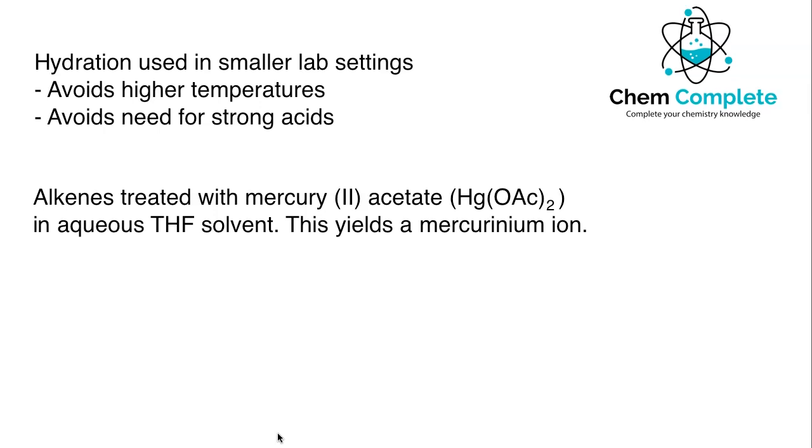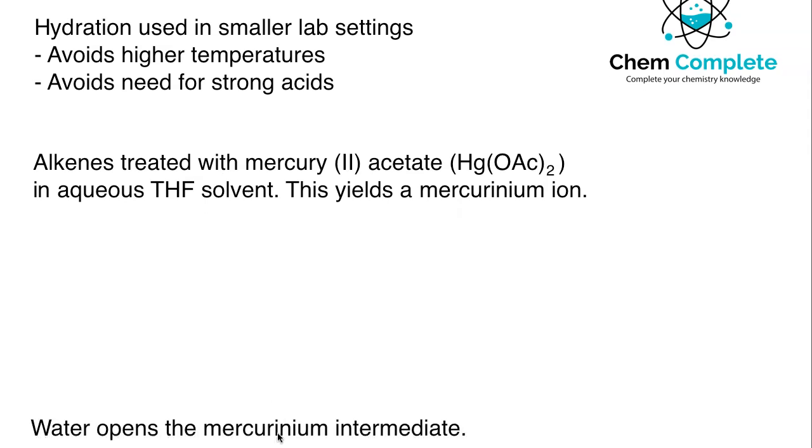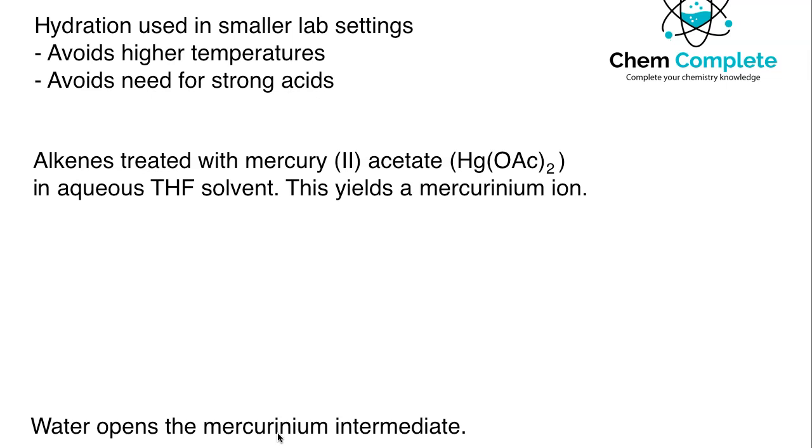And just a reminder, if you saw the hydroboration lecture, THF is tetrahydrofuran. It is a solvent that is used in lots of different organic reactions. It's an ether-based solvent. And when this occurs, it's going to yield a mercurinium ion. So if you've seen the bromonium ion that forms in the Br2 addition for an alkene, this is going to be very similar. You're going to get essentially a three-membered ring that's going to have the mercury ion kind of wedged in the middle there.